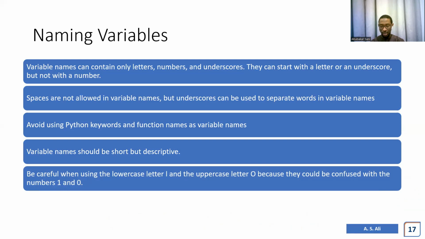Okay. So when you are writing also a variable name, be careful when using the lowercase letter l and the uppercase letter O, because they could be confused with the numbers 1 and 0. And that's always a common mistake. Try to avoid any word that comes with this. But if something comes like, you know, you want to say little book, you can do it like this. You use caps.